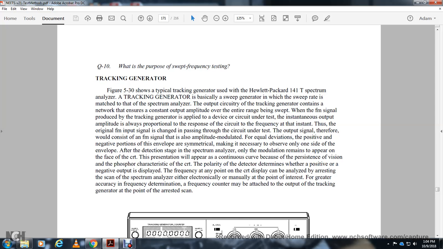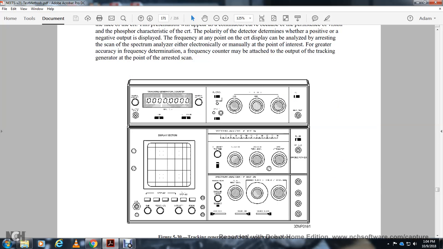The display can be analyzed by arresting the scan of the spectrum analyzer, either electrically or manually, at a point of interest. For greater accuracy of the frequency determination, a frequency counter can be attached to the output of the tracking generator, measuring the amount of the arrested scan.